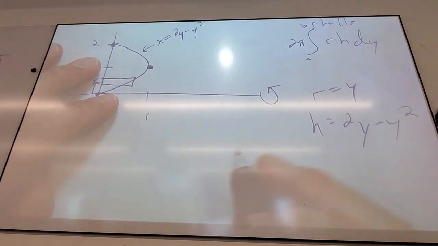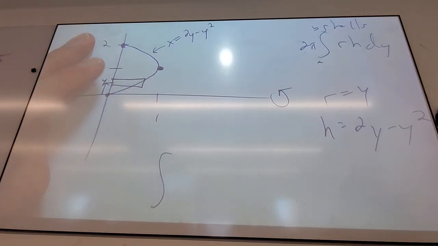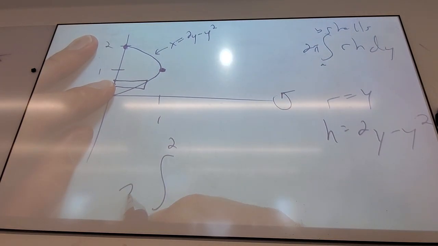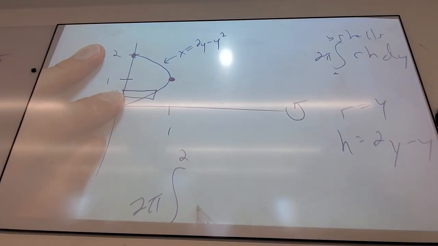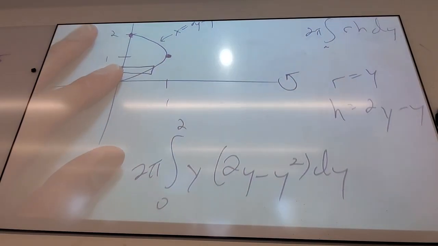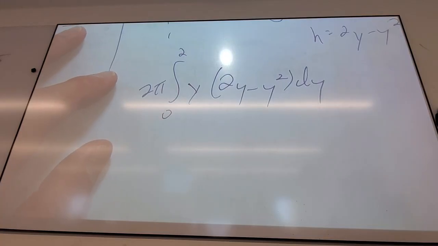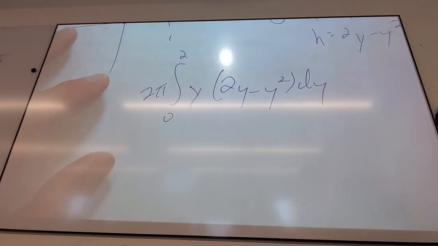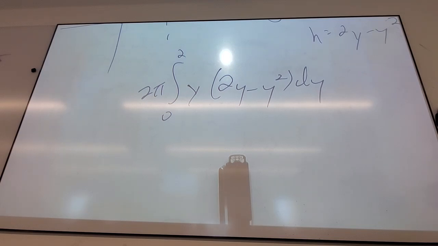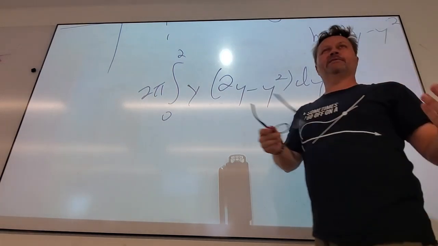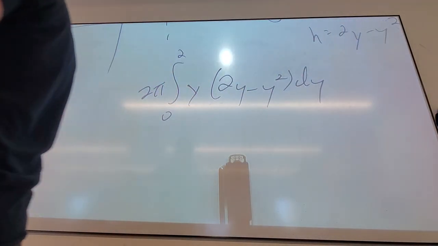So what's the integral going to be then? Integral from 0 to 2. Got my 2 pi out front. R is y. And h is 2y minus y squared. There you go. Maybe some of you guys realize why I like shells. And one reason why we start with discs is because shells is really nice and get the hard part done first.